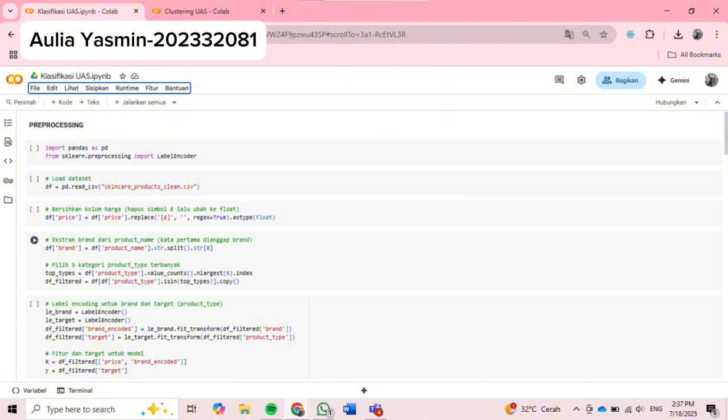First, I started by loading a skincare dataset from Kaggle. The dataset contains information such as product name, product type, price, and ingredients. I especially focus on the price and the brand extracted from the product name as the main features. The product_type column was used as the classification target.